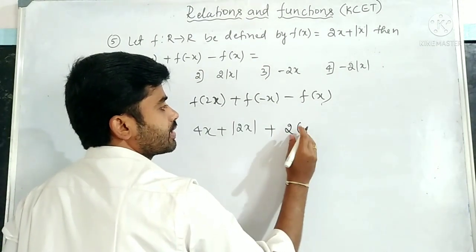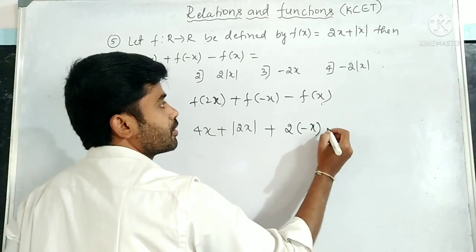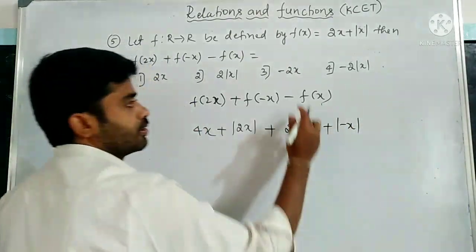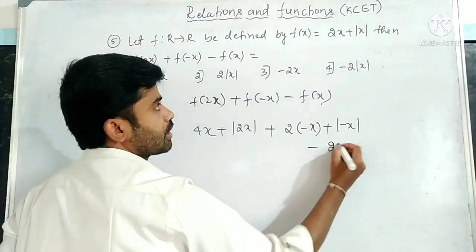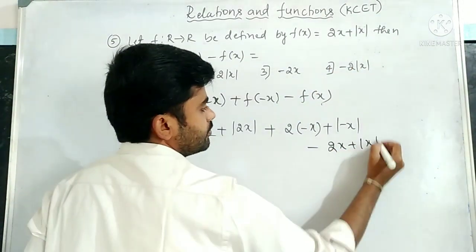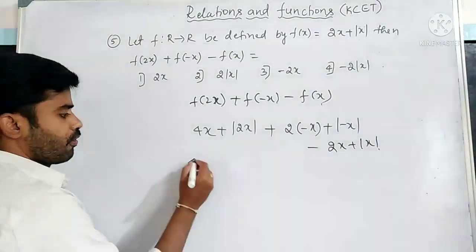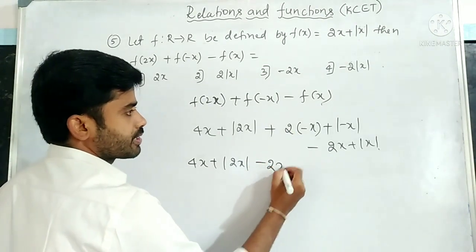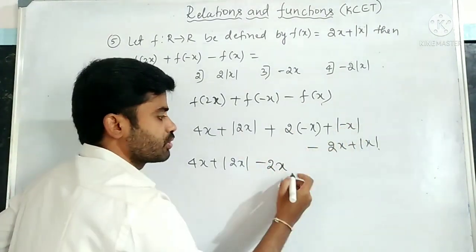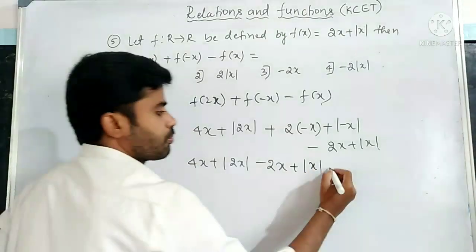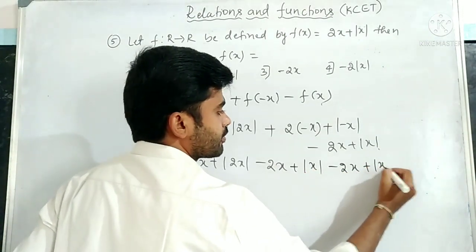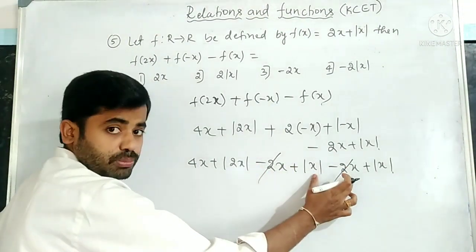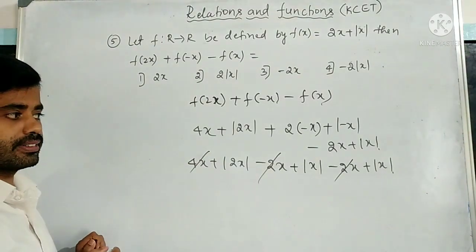2 times minus x plus mod minus x, minus f of x, that is as it is 2x plus mod x. Now 4x plus mod 2x, this minus 2x, the mod is there, minus becomes plus only, plus mod x, minus 2x plus mod x. Okay, minus 2x minus 2x, minus 4x plus 4x get cancelled.